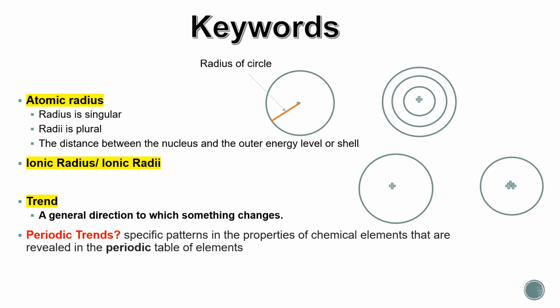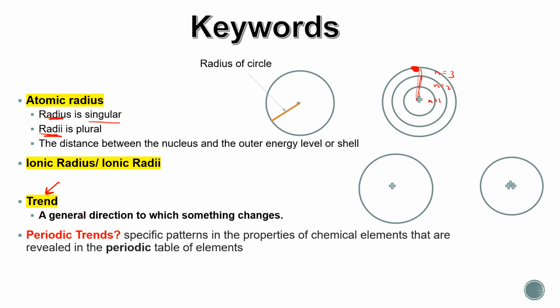So let's start with a quick revision of some keywords. So atomic radius, اللي هو نصف قطر الذرة. So the word radius, guys, is singular, مفرد. The word radii is plural, okay? So what do we mean by atomic radius? It's the distance between the nucleus and the outer energy level. Remember the energy levels in Bohr's model, n equals 1, 2, 3. So if I have an electron here, then this distance, okay, we call it a radius or atomic radius because this is the electron in the highest energy level, okay? Same thing for ions, okay?